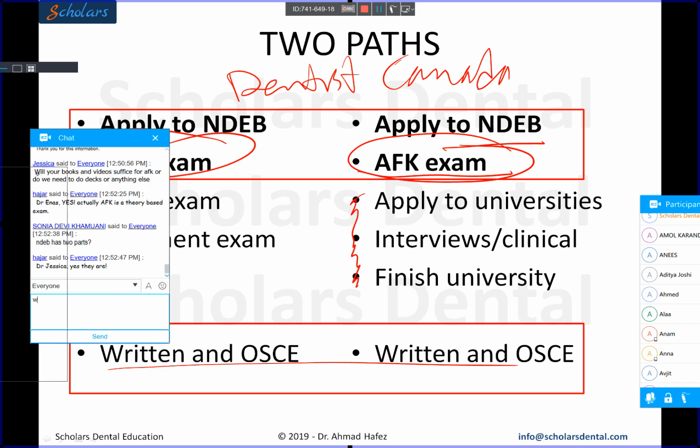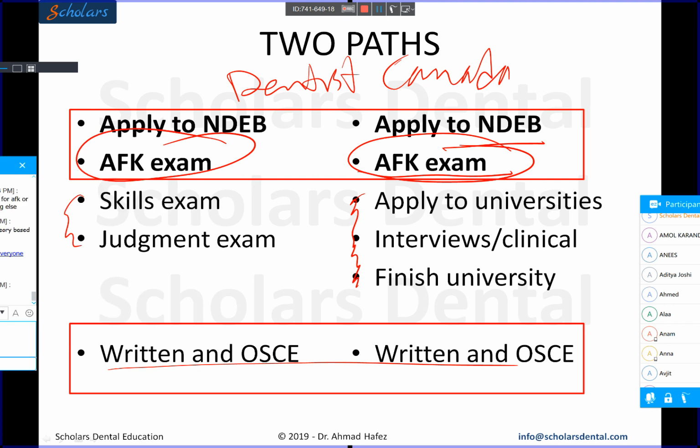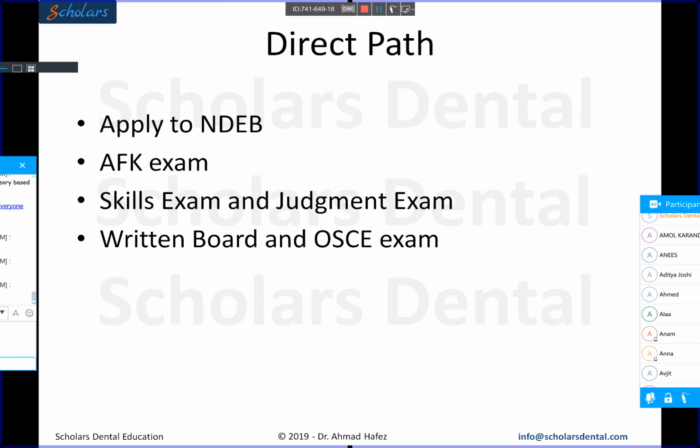Okay, so now, are you guys clear about this? So let's talk about the direct path, because I know most of you are concerned about the direct path. And if anybody has any questions about the university path, I could answer that at the end. Okay, so the direct path.